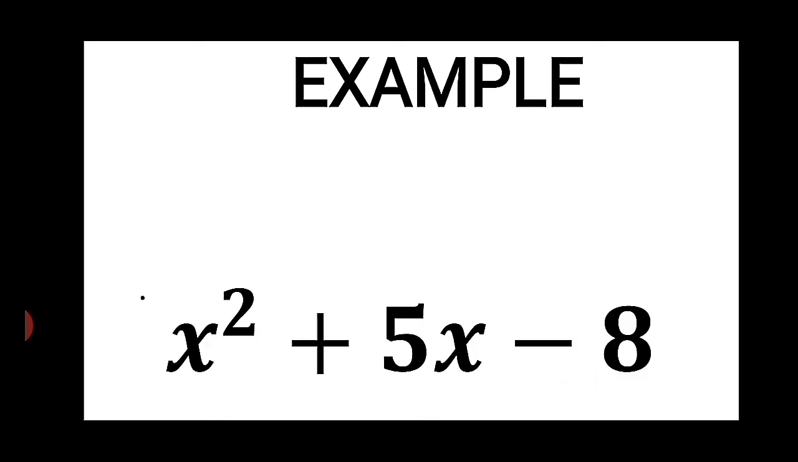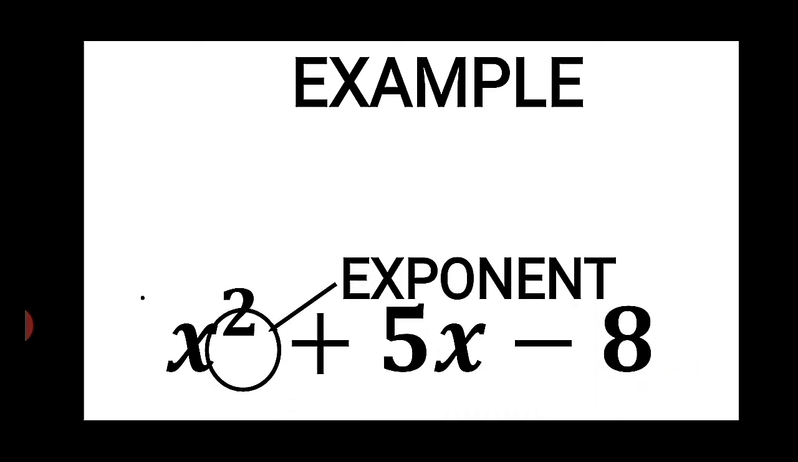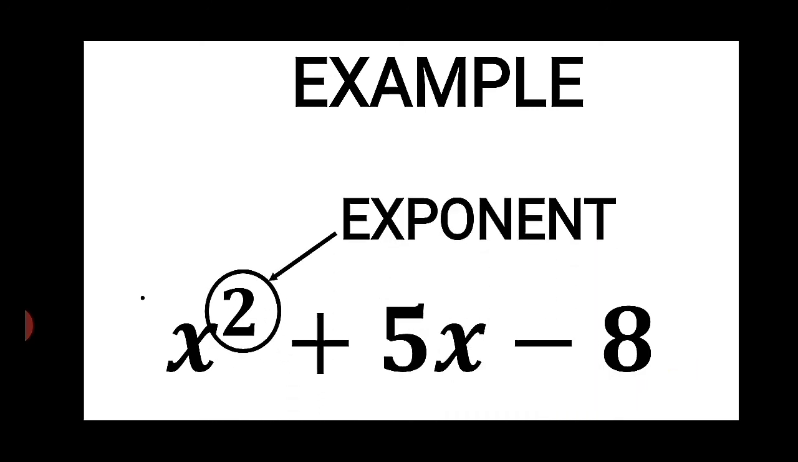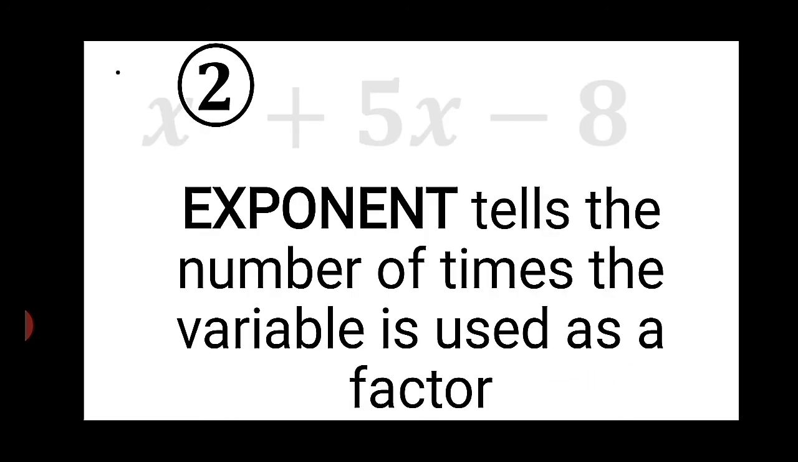Okay. Example again, we have the expression x raised to 2 plus 5x minus 8. So, kung makikita nyo, meron dyan ng 2 sa upper right ng variable x. Ang tawag dyan natin ay exponent. So, pag sinabi pong exponent, it tells the number of times the variable is used as a factor. So, ibig sabihin, ang exponent ang magsasabi sa'yo kung ilang beses mo i-multiply yung number itself.